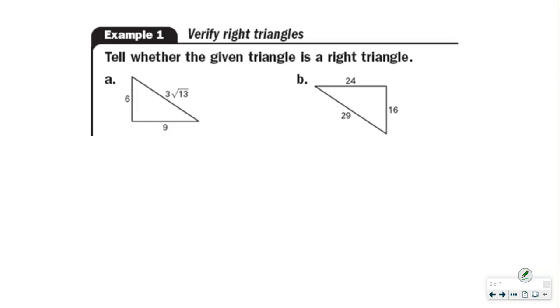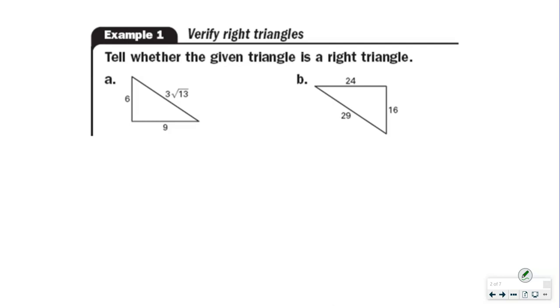So first, looking at 6, 9, and 3 square root of 13, I need to identify the longest side. The longest side is going to be represented by C. Now, just looking at the triangle, it looks like 3 square root of 13 should be my hypotenuse because it looks like 6 and 9 are forming a right angle. But just in case looks are deceiving, they're just numbers out there, you do need to punch in 3 square root of 13 and see what you get.